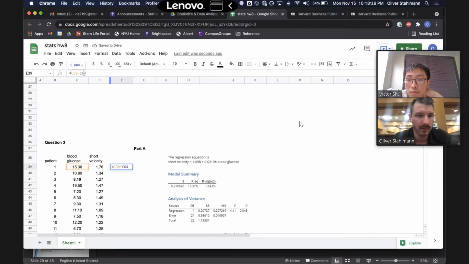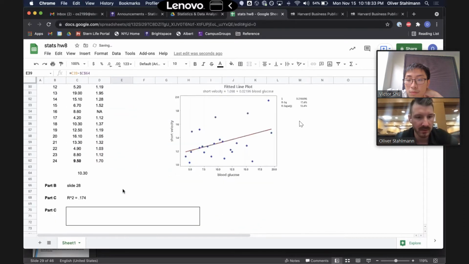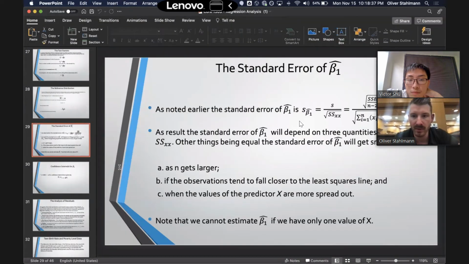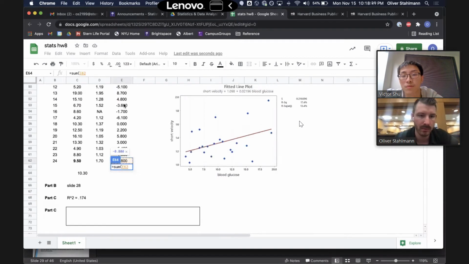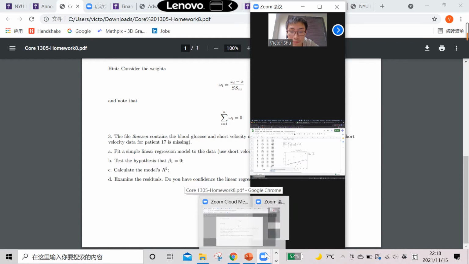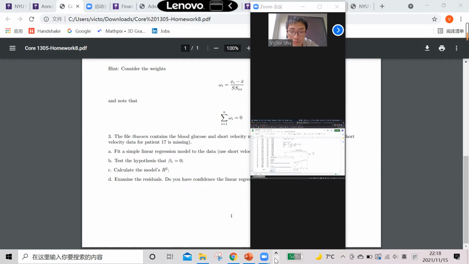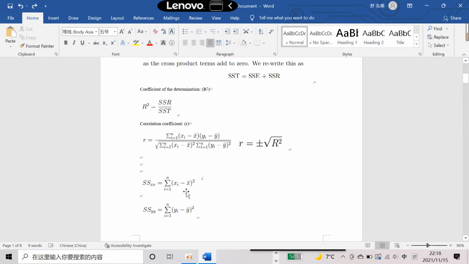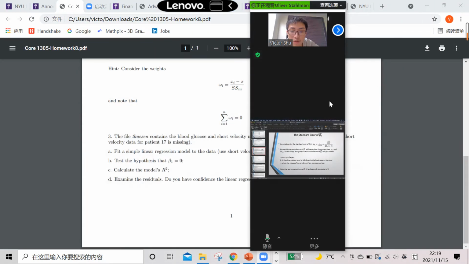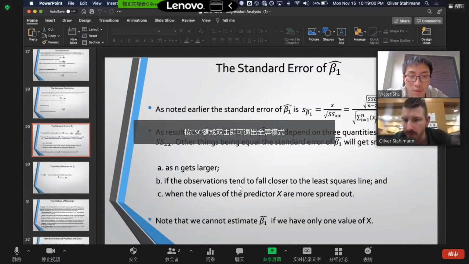And then these are all the differences. And then I want to sum them up. It's very small. You have to square it first. Look at the formula of SSXX.